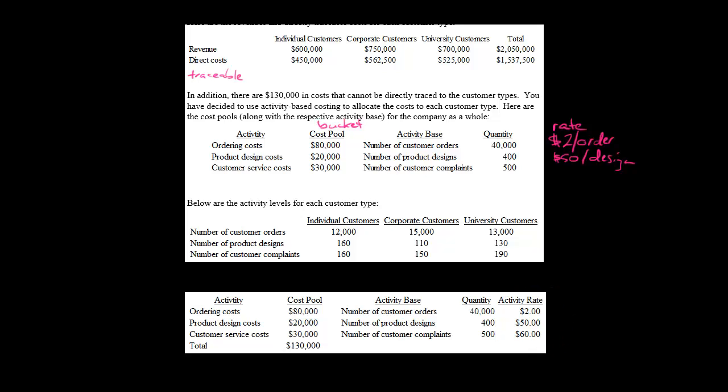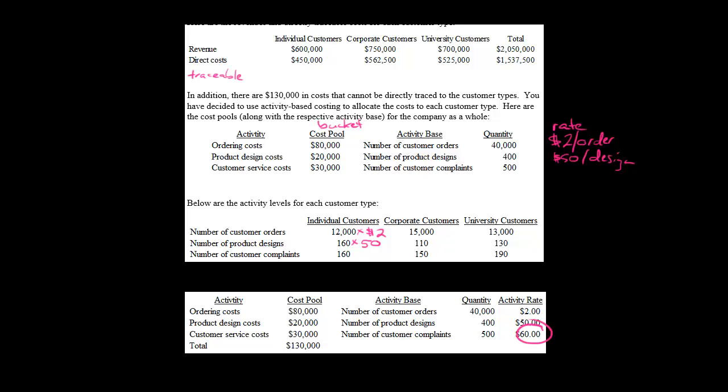And now what we're going to do is we know the activity levels for each customer type. We say, okay, for individual customers, they had 12,000 customer orders, and we just figured the activity rate. Every customer order is $2. So multiply that by $2. Okay, and then there's 160 product designs used by the individual customers, and product designs is $50. Okay, that's just from our activity rate.